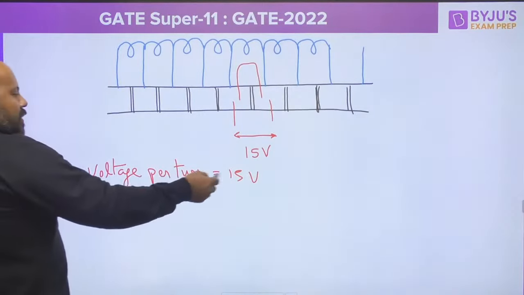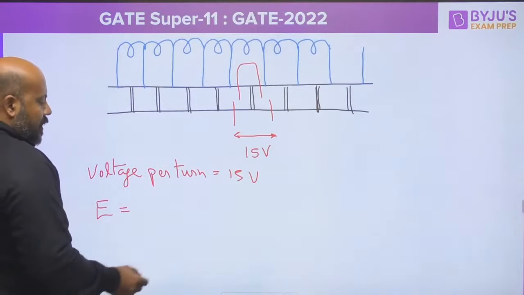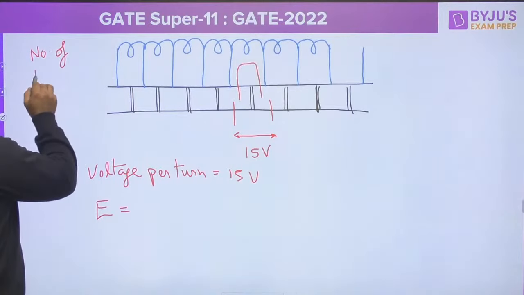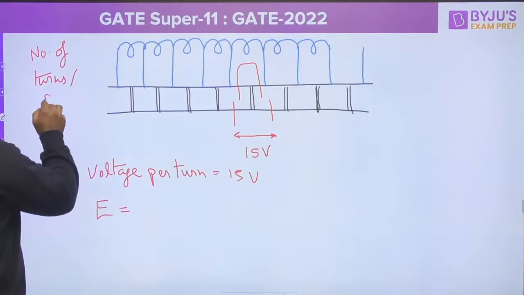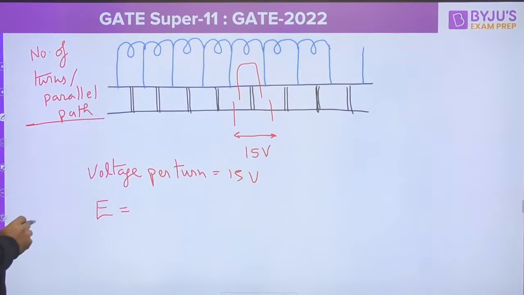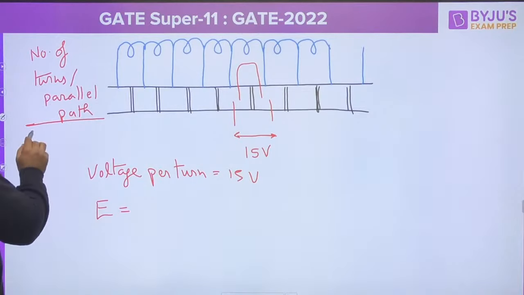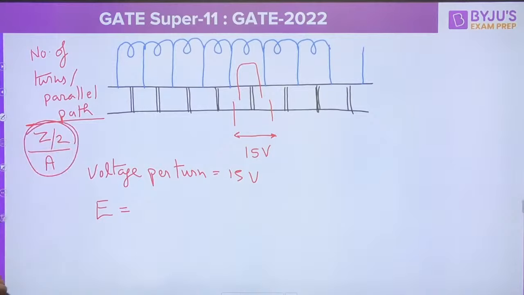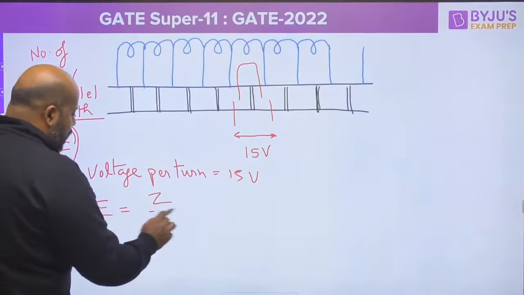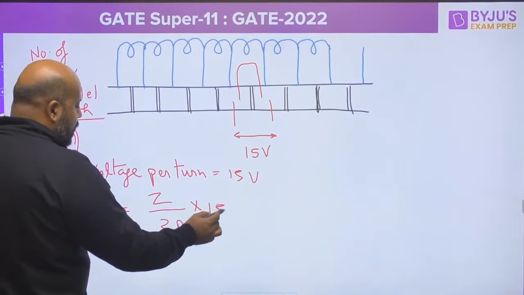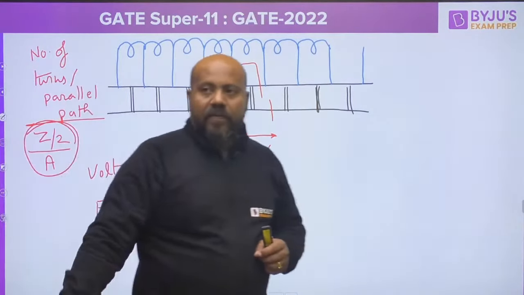So if one turn you are getting 15 volts, can you tell me how many number of turns are going to be there? Number of turns per parallel path. If total Z conductors are there, Z by 2 is the total number of turns, divided by number of parallel paths. This is going to be the number of turns in one parallel path. So Z upon 2A is the number of turns in one parallel path, multiplied by 15. This is going to be the total EMF.